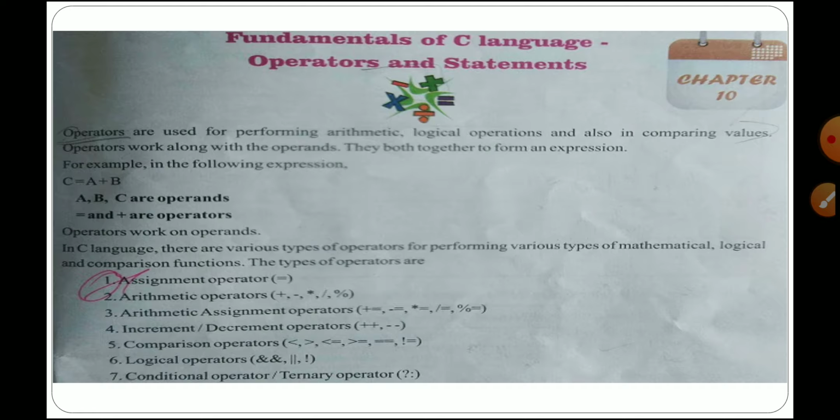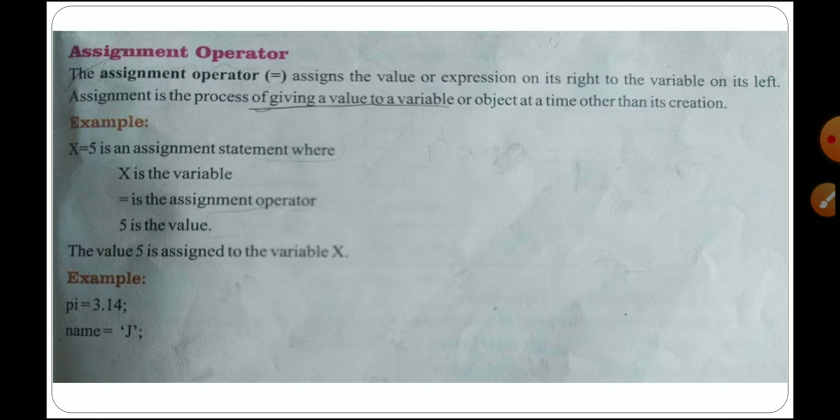We have to discuss them one by one: assignment operator, arithmetic operators, arithmetic assignment operators, like that 7 operators. First, what does the assignment operator mean? The assignment operator is used to assign a value to a variable. Here we must understand what the variable, the assignment operator and the value are. See the example: x equal to 5 is an assignment statement.